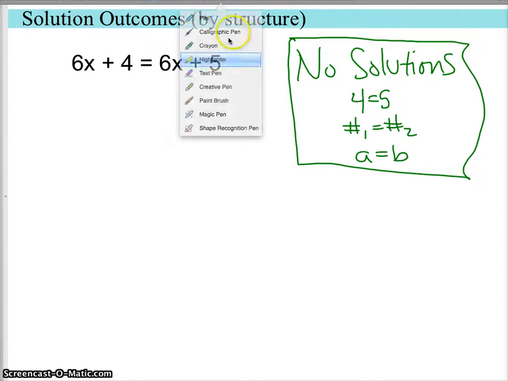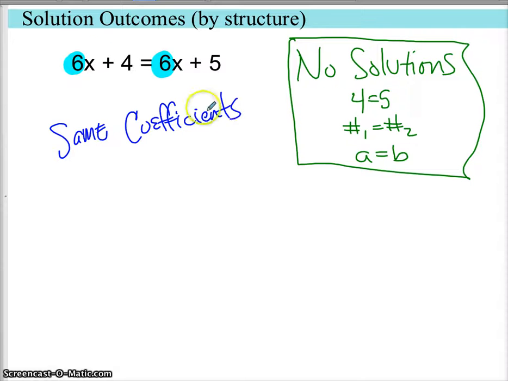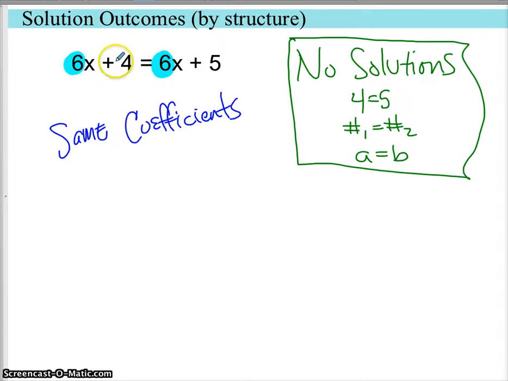So I'm going to look at the coefficients again. This time we had a 6 and a 6. So in this case, we have the same coefficients. Well, maybe that's enough. For one solution it was different. For no solution it's the same.